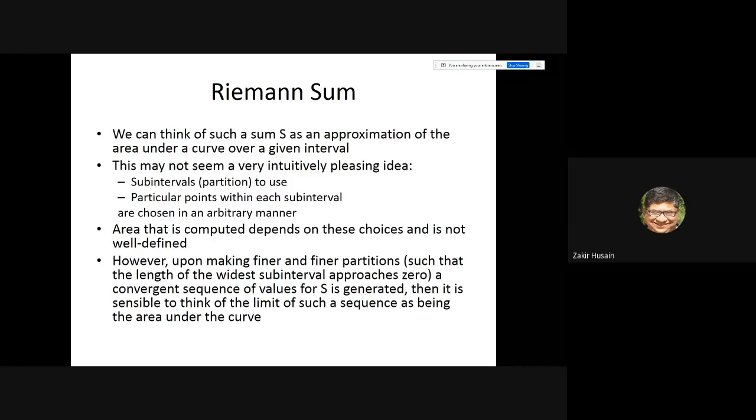Now, as we have pointed out, it doesn't seem to be a very pleasing idea because of two reasons. First of all, the subintervals that we use are arbitrarily drawn. And secondly, the point omega that we are taking within each interval, that also is chosen in an arbitrary fashion. So because of these two arbitrary components, we have shown that the Riemann sum can vary from person to person, depending on what the omega is, what the partitions are. So therefore, what we have is that the area or Riemann sum depends on our choices of subintervals, our choices of omegas, and it is not well defined.